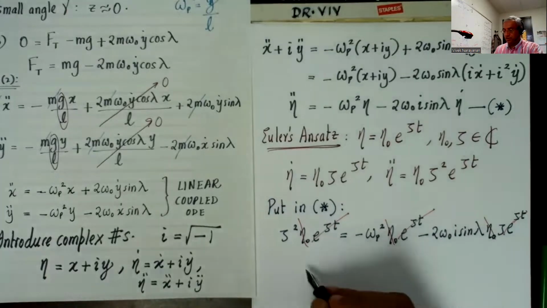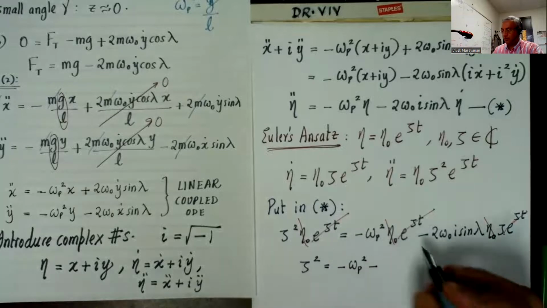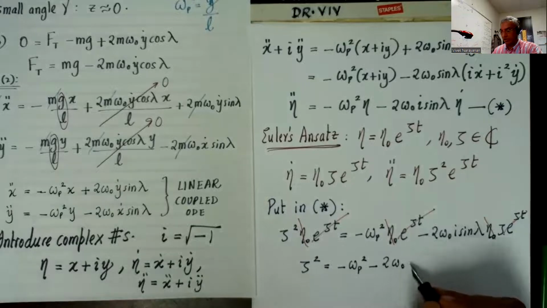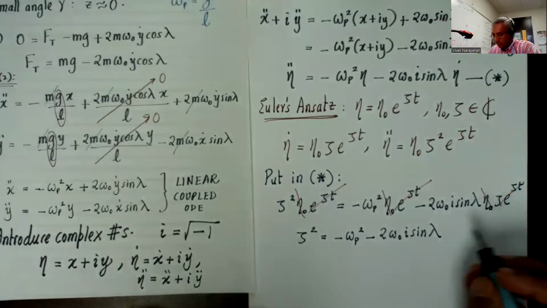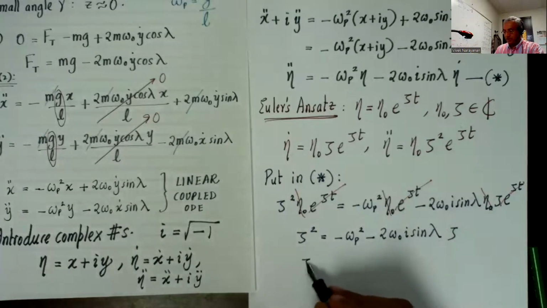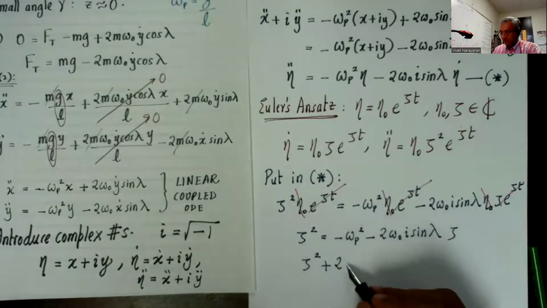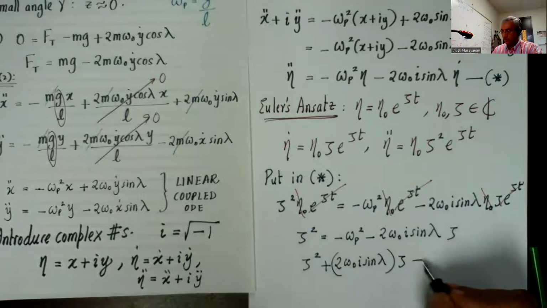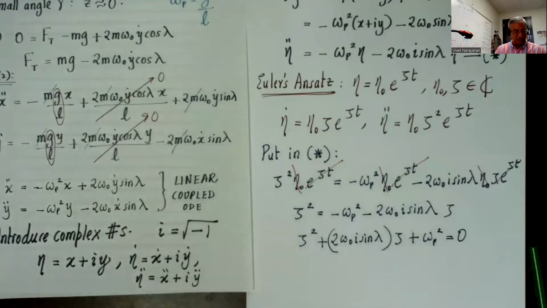And so we have this beautiful equation, zeta squared equals negative omega p squared minus 2 omega naught i sine lambda times zeta. It's a quadratic equation in zeta. Let me write it in a proper quadratic equation form. Bring everything to the left, then I get zeta squared plus 2 omega naught i sine lambda zeta plus omega p squared equals 0. Just to make sure that I'm not losing anybody, I'll write the quadratic equation right below here.